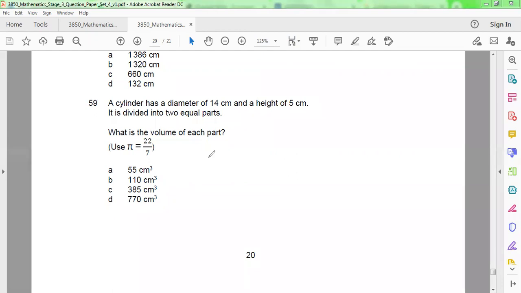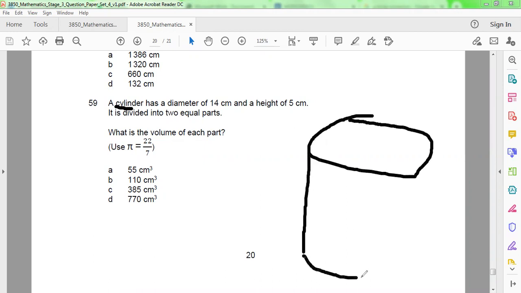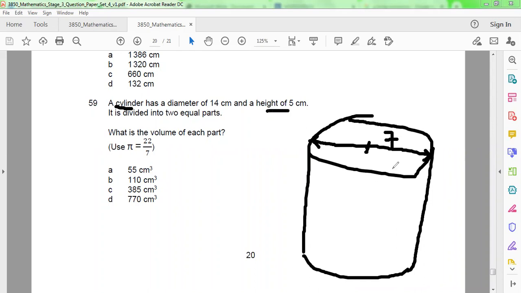It says a cylinder. Let me draw a cylinder. It has a diameter of 14 centimeters. So that's our center. If the diameter is 14, that means the radius is 7. And it has a height of 5.